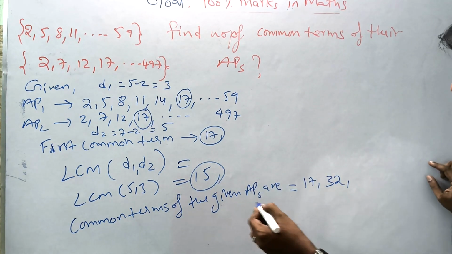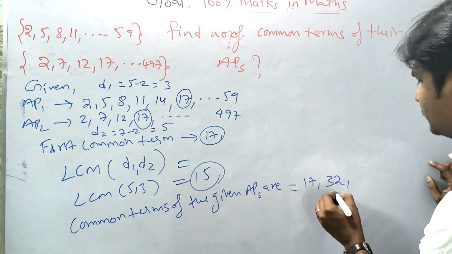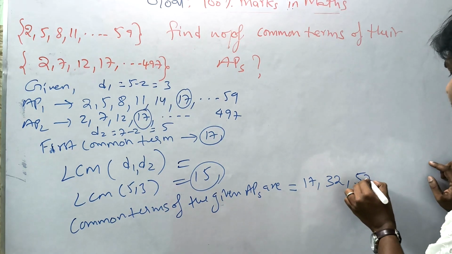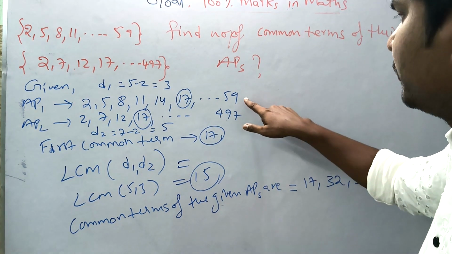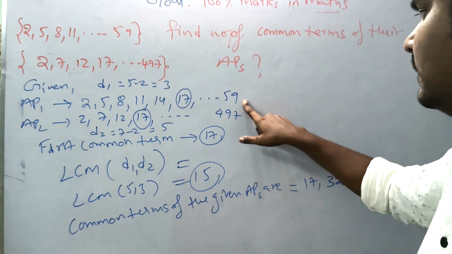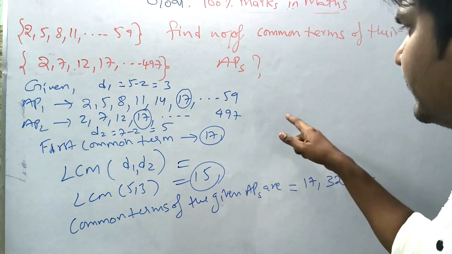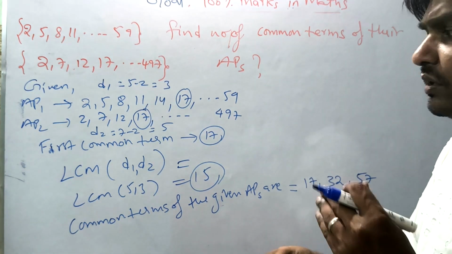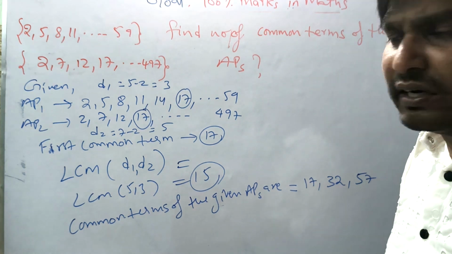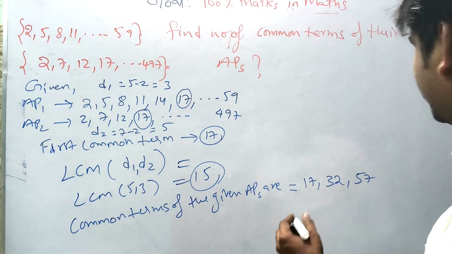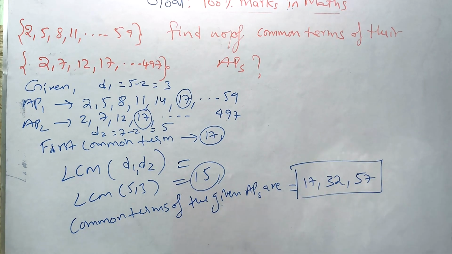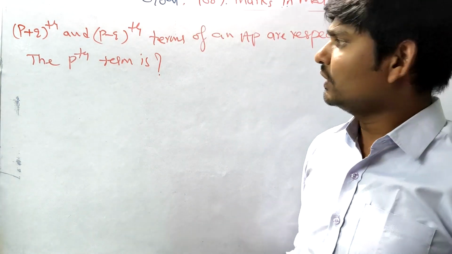Next again, one more 15. If you add, you will get how much? 57. That's it. Why? Because observe carefully here: the first AP goes up to the last term 15 only. Here you will get the remaining terms, but here you will not get. We want the common terms, which should be there in both AP1 and AP2. So that's why you will get these three only: 17, 32, and 57. Clear? Okay, dear students, we move on to the next question.